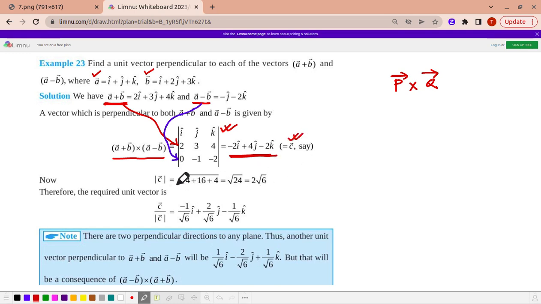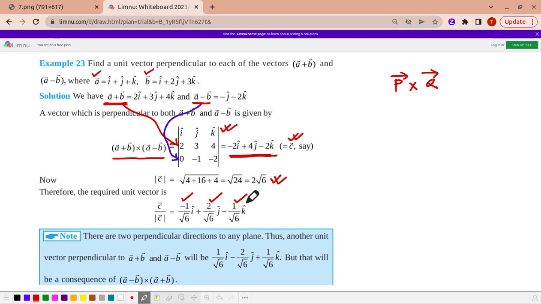Then we found the magnitude of the vector c, which is the square root of the sum of the squares of the i cap component, j cap component and k cap component, and it becomes 2 root 6. But the question is that we need to find the unit vector. That means this vector c has to be divided by mod of c. So that means minus 1 by root 6 i cap plus 2 by root 6 j cap minus 1 by root 6 k cap.